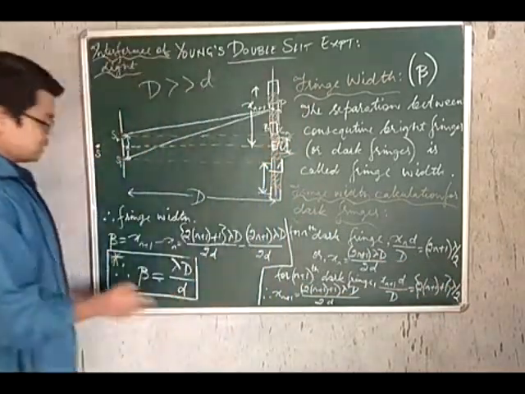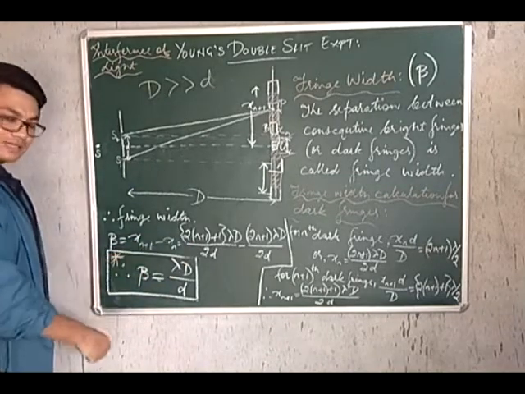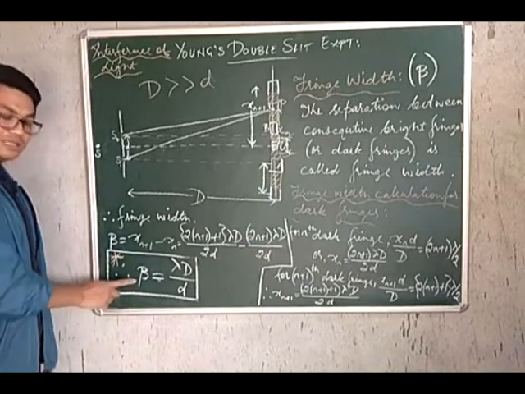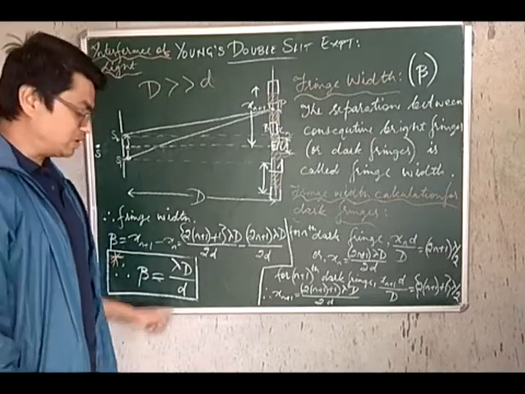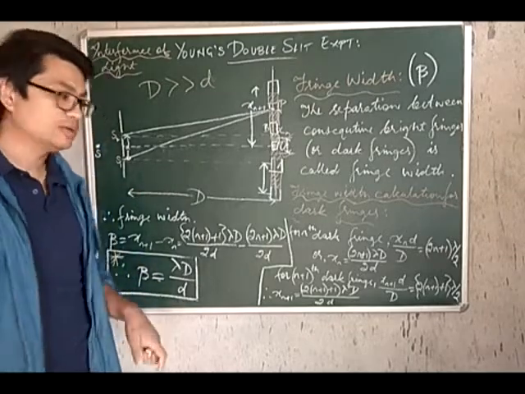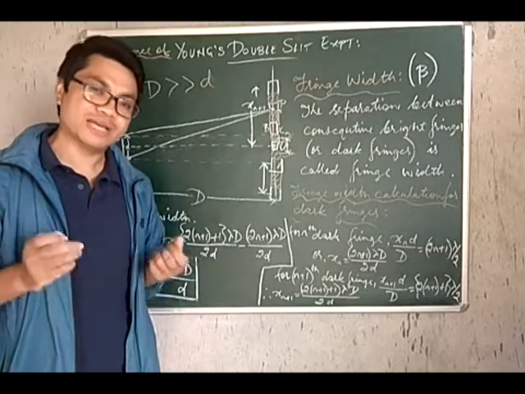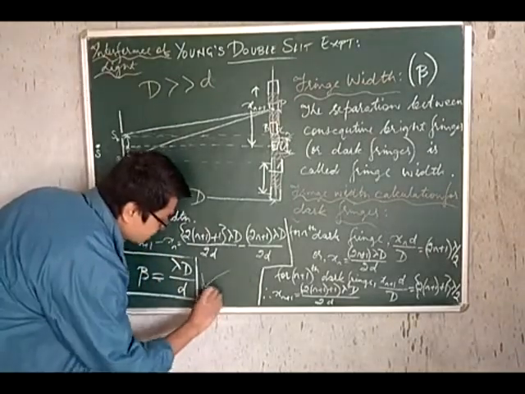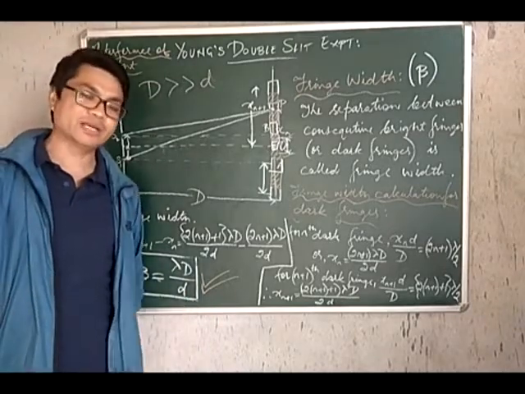So the fringe width in case of dark fringes will be x(n plus 1) minus xn, which is this. You do the mathematics and you will see that the fringe width beta comes out to be lambda capital D by small d. The very same expression that we got in case of the bright fringe as well. So this is a very, very important expression for you all, like I've already told you. The fringe width beta is lambda capital D by small d.